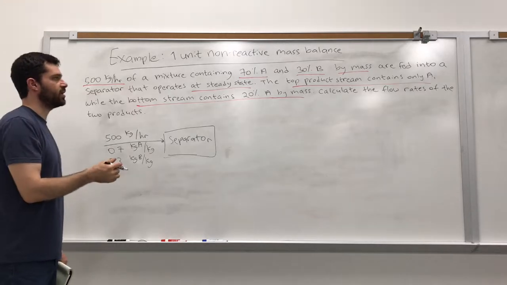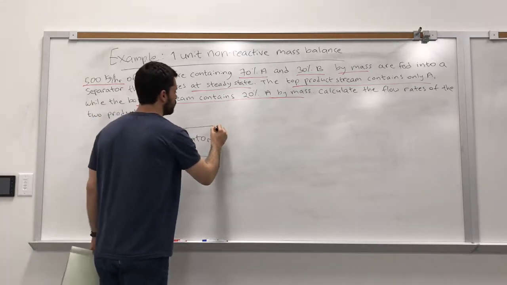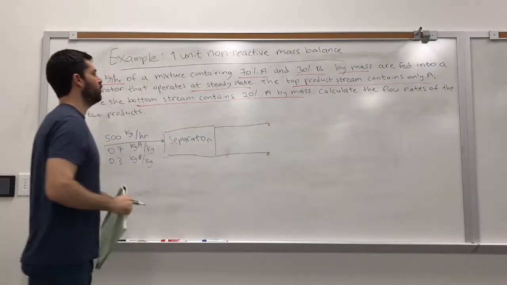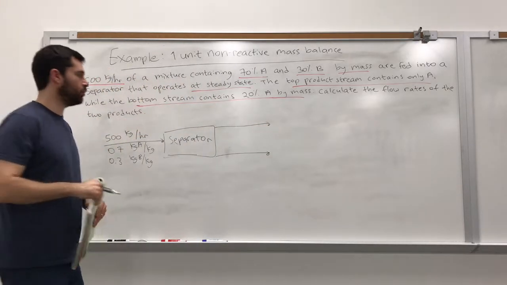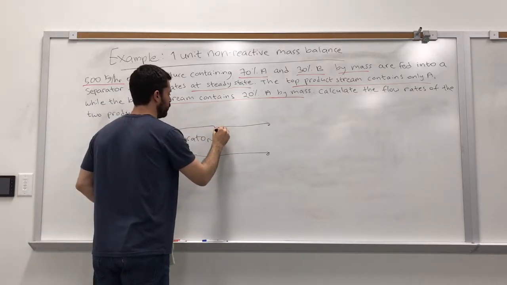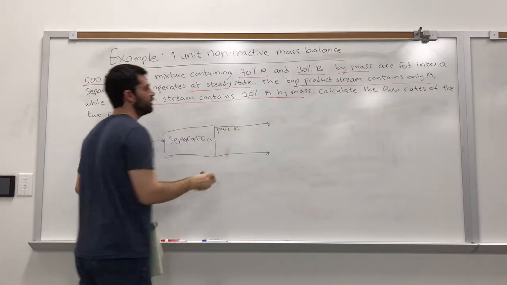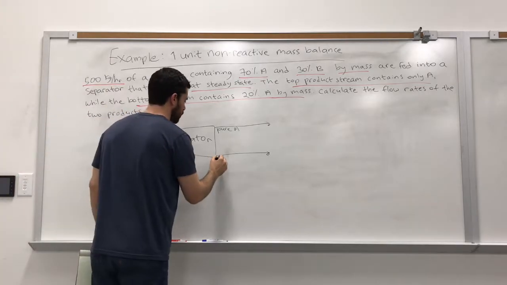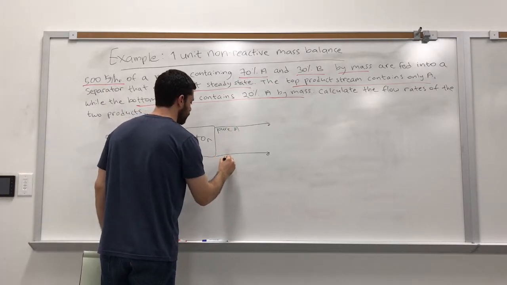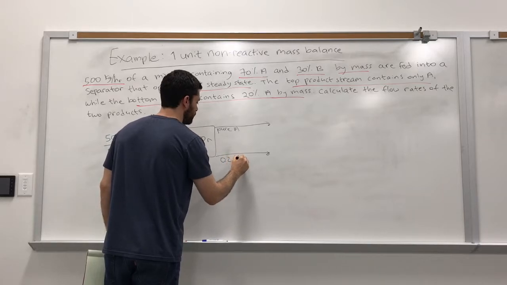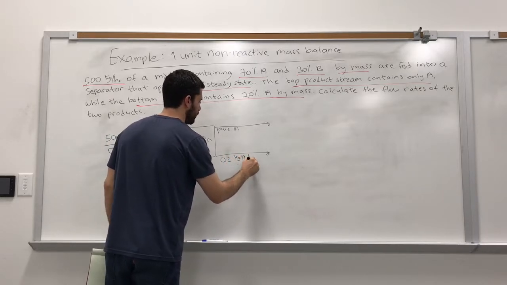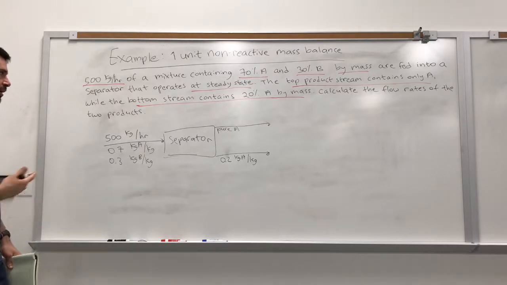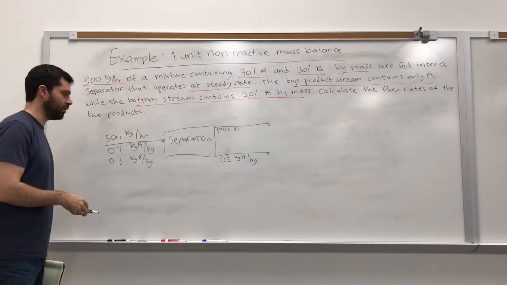We're told it operates at steady state. We have a top product stream and a bottom product stream. We'll draw them out. We know that the top one contains only A, so we'll write pure A under this. And we know that the bottom stream contains 20% A by mass. So this is going to be 0.2 kilograms A per kilogram. That's all we've been given to draw. Now we need to fill in some of the blanks.